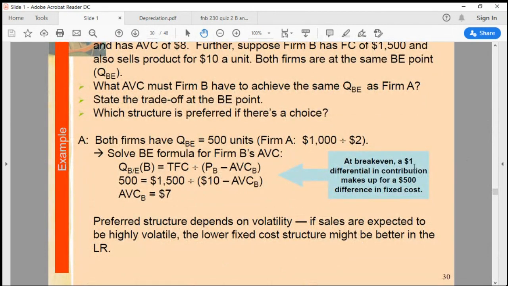So at break even, a $1 differential in contribution makes up for the fixed cost difference. For company B, contribution margin or gross margin is $3, which is better than $2 gross margin of company A. And that $1 differential in contribution makes up for $500 difference in the fixed cost. That means saving of $1 in average variable cost makes up for $500 difference in fixed. So preferred structure depends on the volatility. If sales are expected to be highly volatile, lower fixed cost structure might be better in the long run.